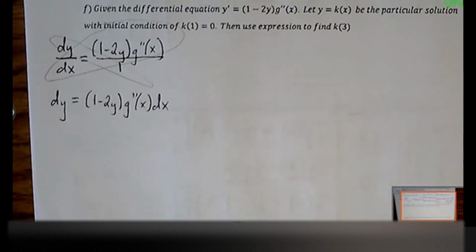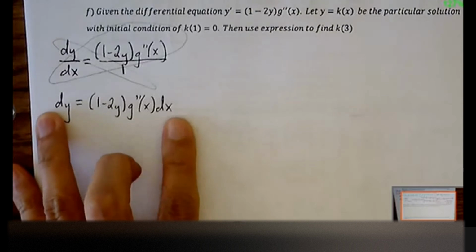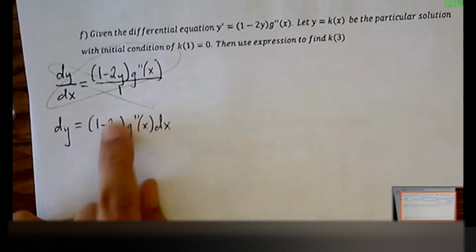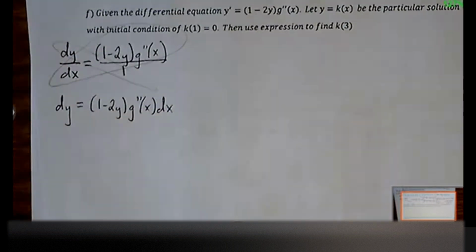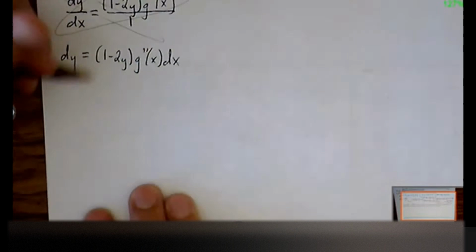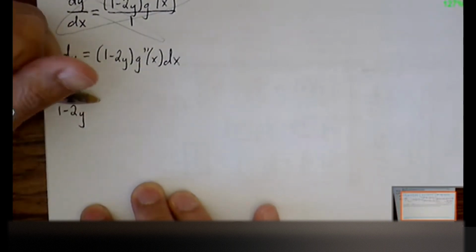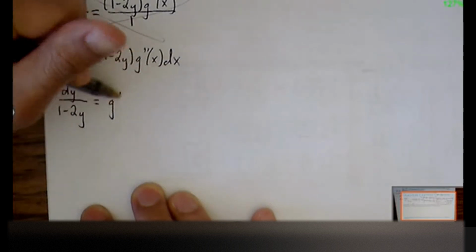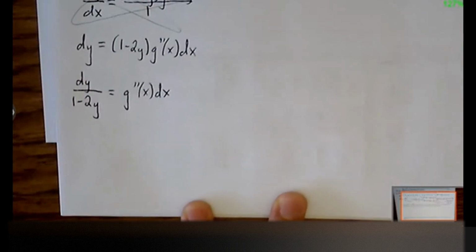Once I cross multiply, I see dy is nicely sitting in its right spot. dx is also sitting in the right spot. We just have to make sure the rest of the terms are in their right places. We do have one thing out of place: the 1 minus 2y is going to be divided over, so it goes in the denominator of the left side. And now we have full separation.